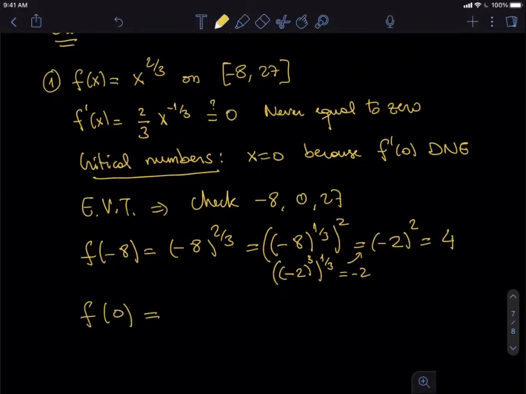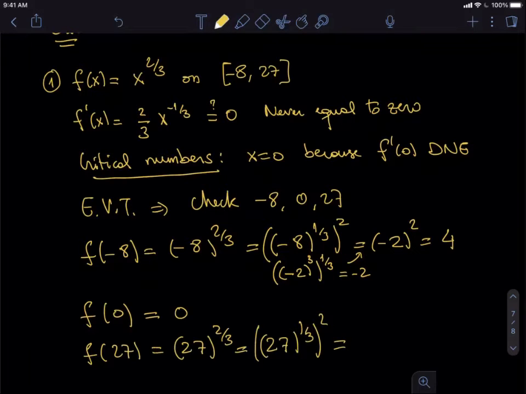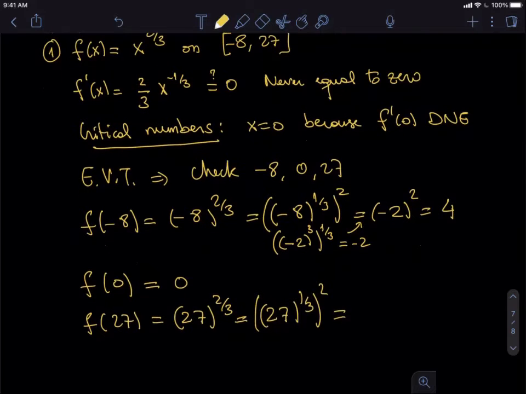f of 0, this one is easy. This is 0 to the 2/3, which is 0. And then f of 27, which is 27 to the power 2/3, right? Again, this is the cubic root of 27 to the power 2. But 27 is 3 times 3, 9 times 3, so this is 3 to the power 3. The cubic root is 3. So this is 9.